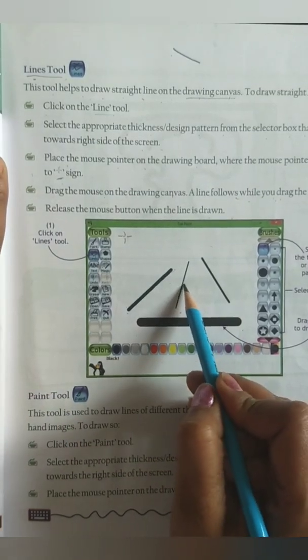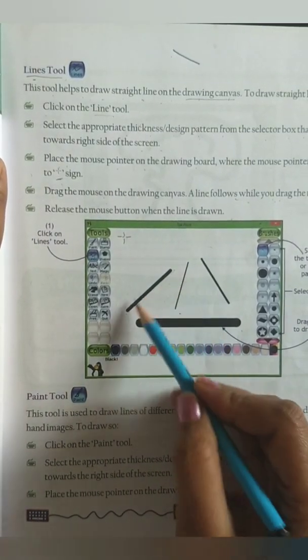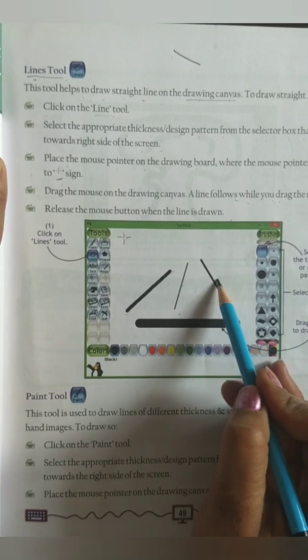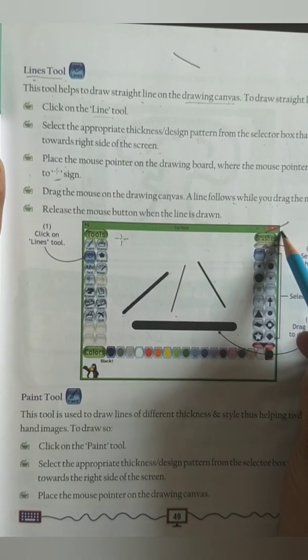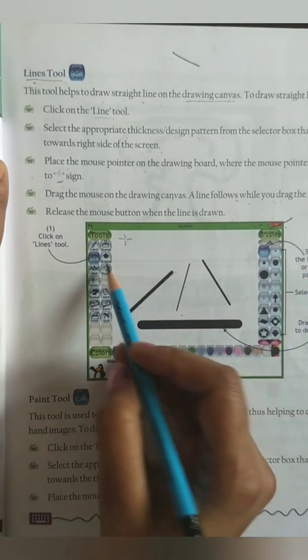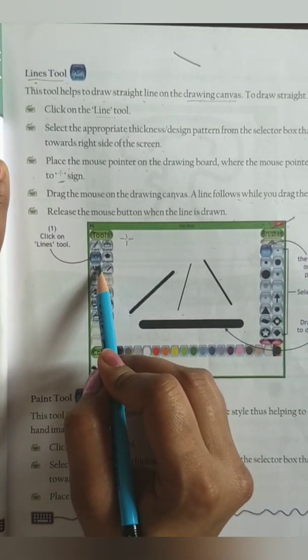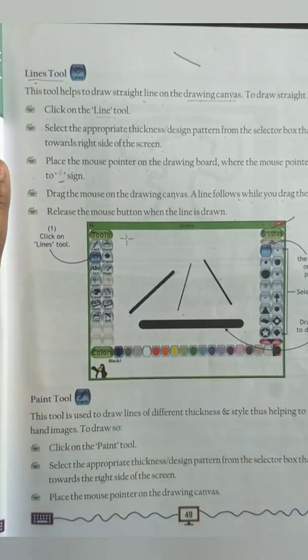See, the different thicknesses are also there. See, these all can be selected from the selector. This is the selector on the right side. It will change according to the tool that you have selected. Okay, children?